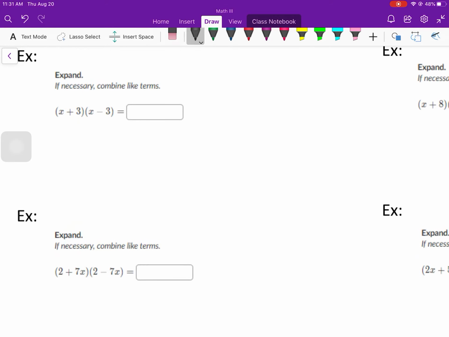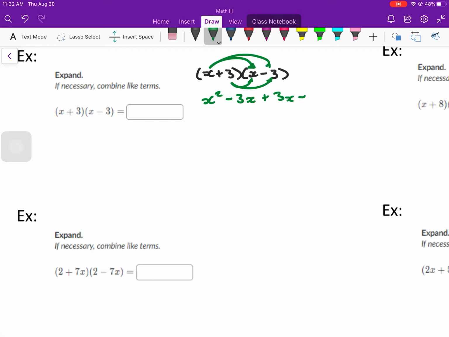So what I'm going to have is x plus 3 times x minus 3. So when we distribute this, x times x is x squared. x times negative 3 is negative 3x. And then 3 times x is plus 3x. And 3 times negative 3 is negative 9.